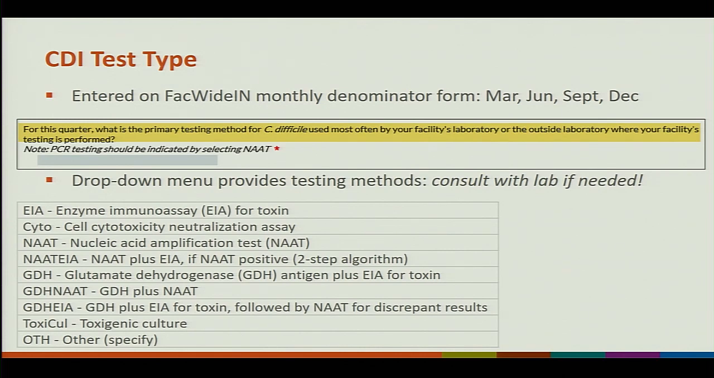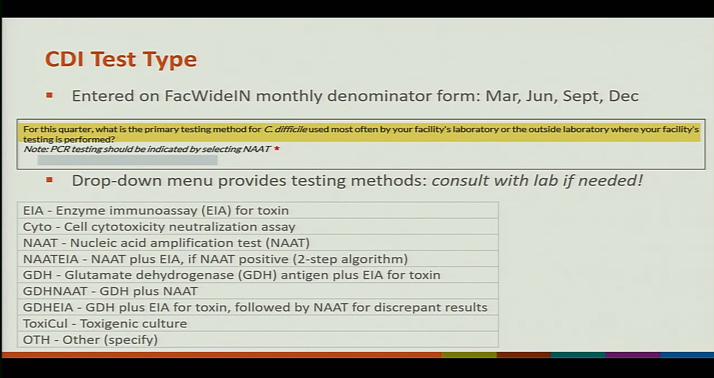So a little more about CDI test type that was previously discussed. CDI test type is entered on the facility-wide inpatient monthly denominator form in the 3rd month of each quarter: March, June, September, and December. The CDI test type method is available within the drop-down menu, and these are the available options that you will find within NHSN.